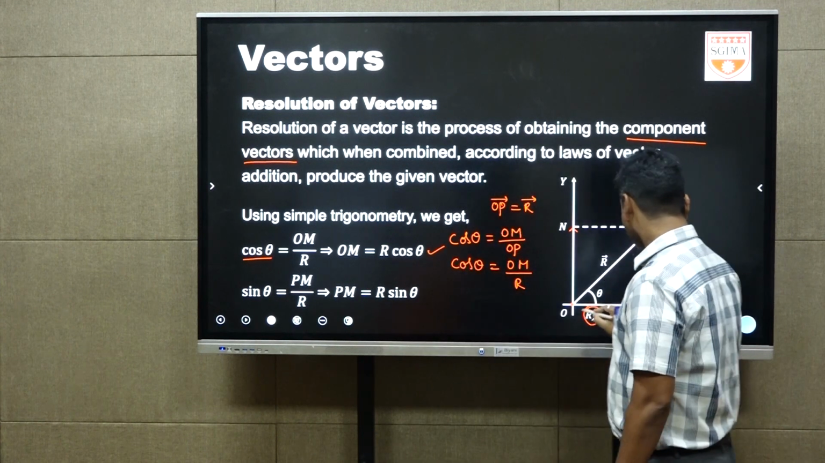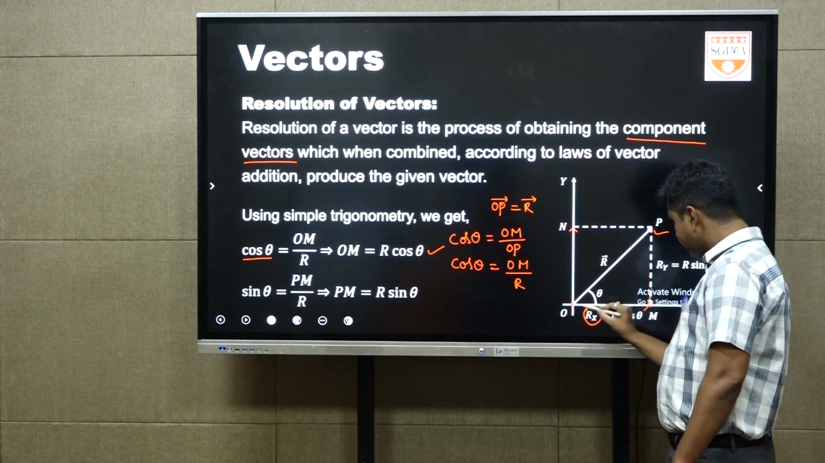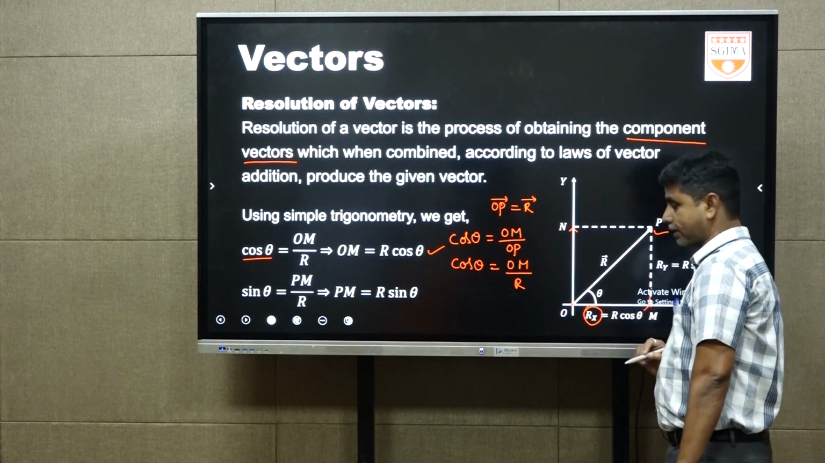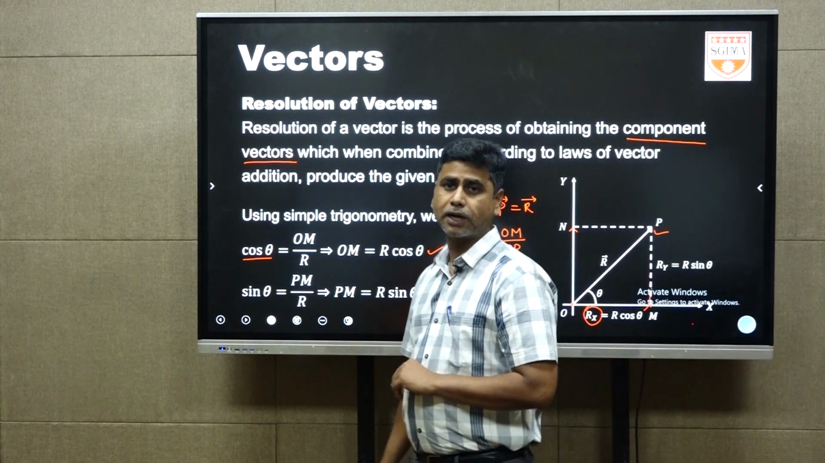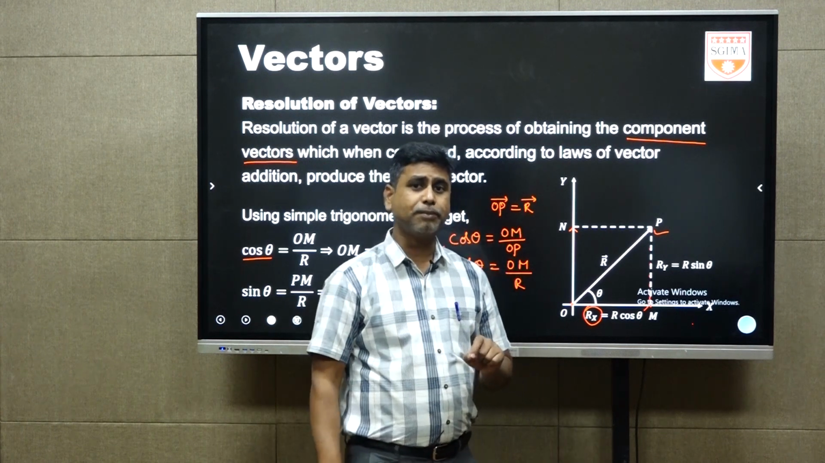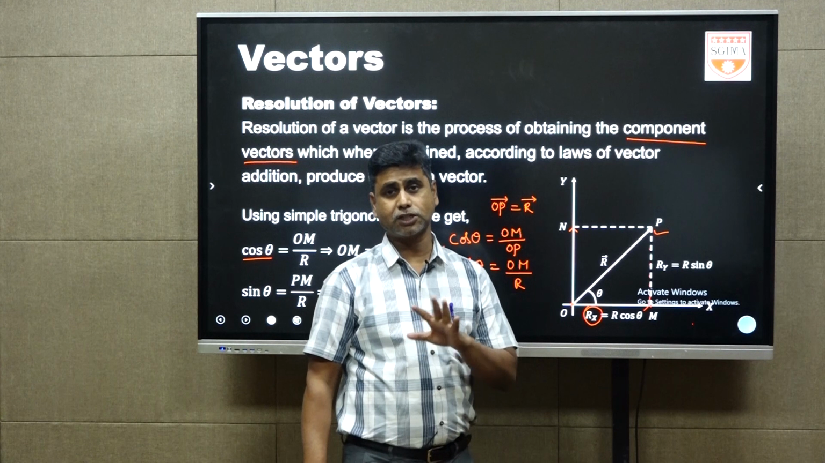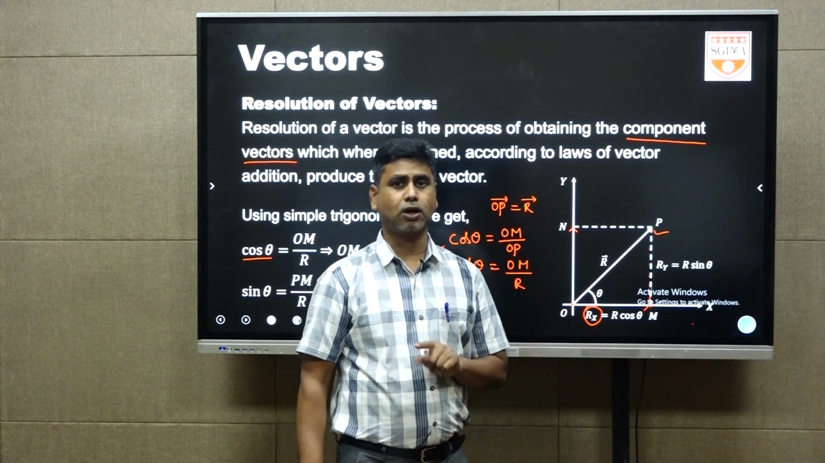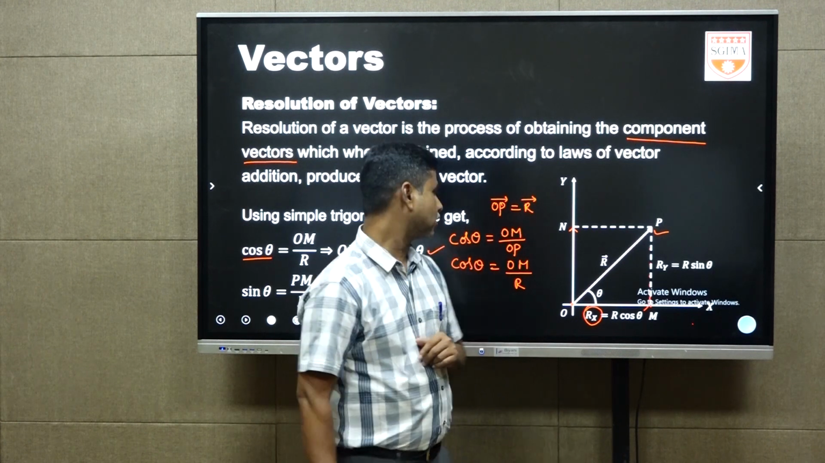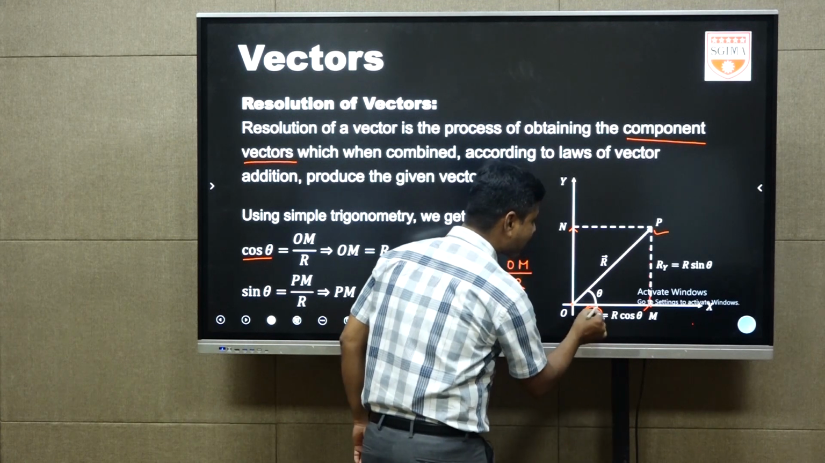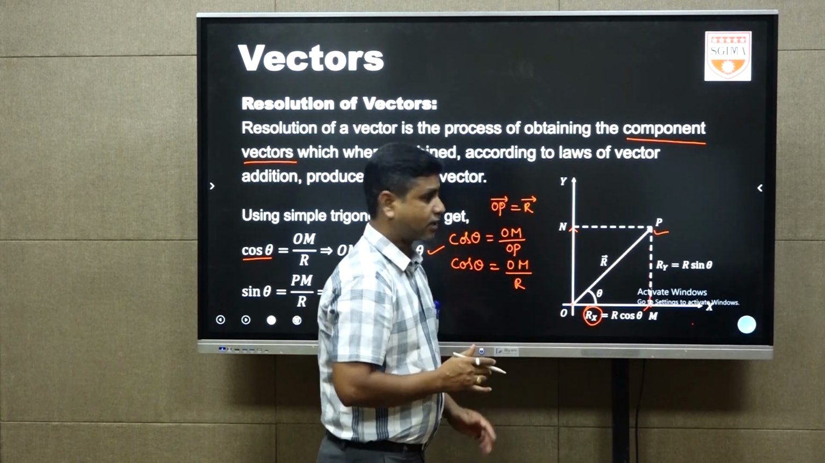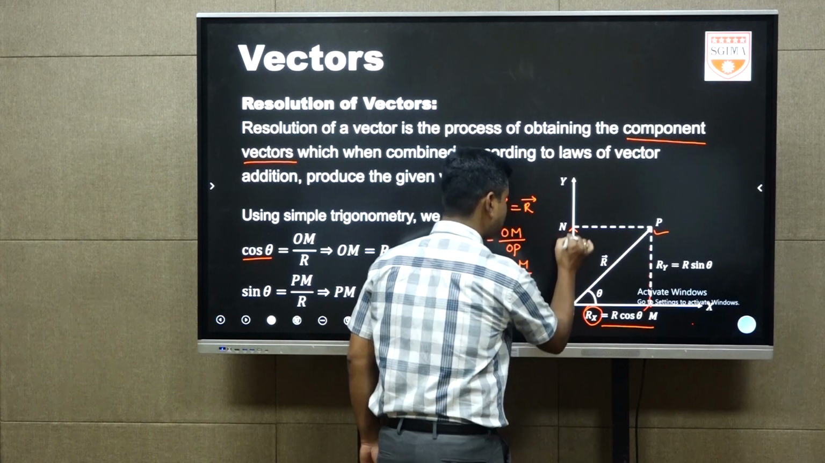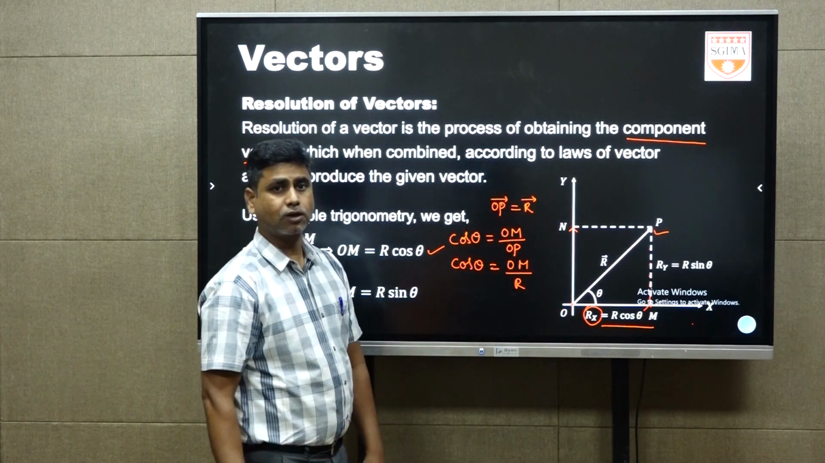This is OM. But what is OM? In the diagram you observe OM is the horizontal component along the x axis. That's why it is denoted with Rx. The horizontal component is the component making an angle with the given vector. The other component is perpendicular to that horizontal component, and it is called the vertical component. Here Rx makes an angle with the given vector, that's why it is called the horizontal component. This ON is called the vertical component.